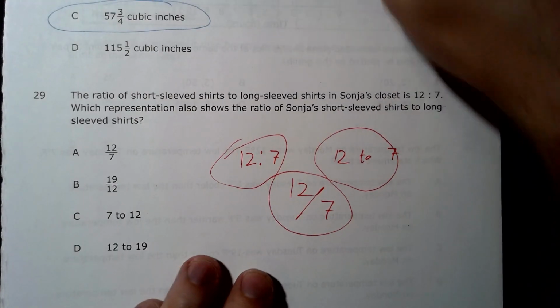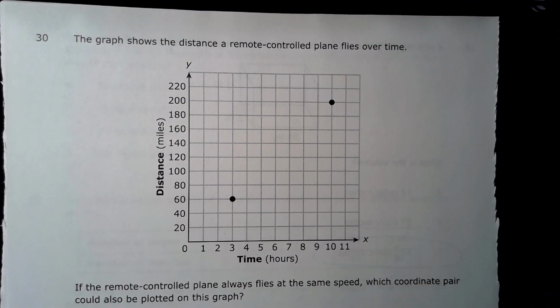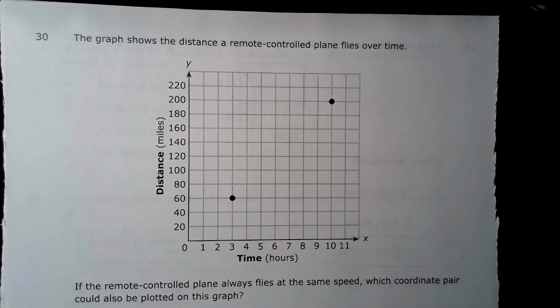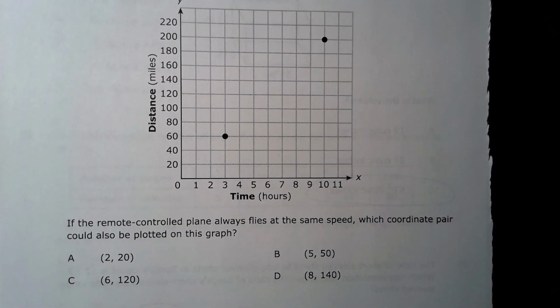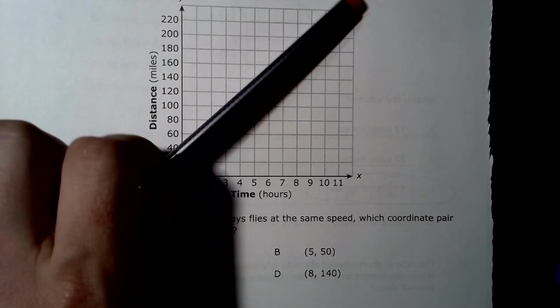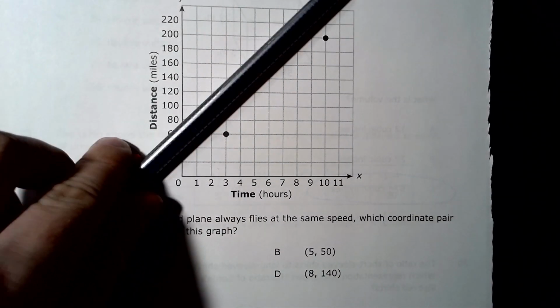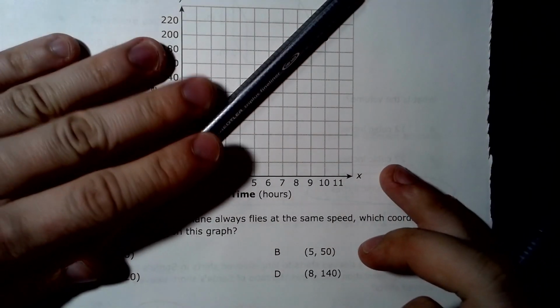Moving right along. Number 30. For number 30, the graph shows the distance a remote-controlled plane flies over time. Alright, there's our chart. And it says, if the remote-controlled plane always flies at the same speed, which coordinate pair could also be plotted on this graph? So what we're looking for is to draw a straight line from 0 going through all of these points.